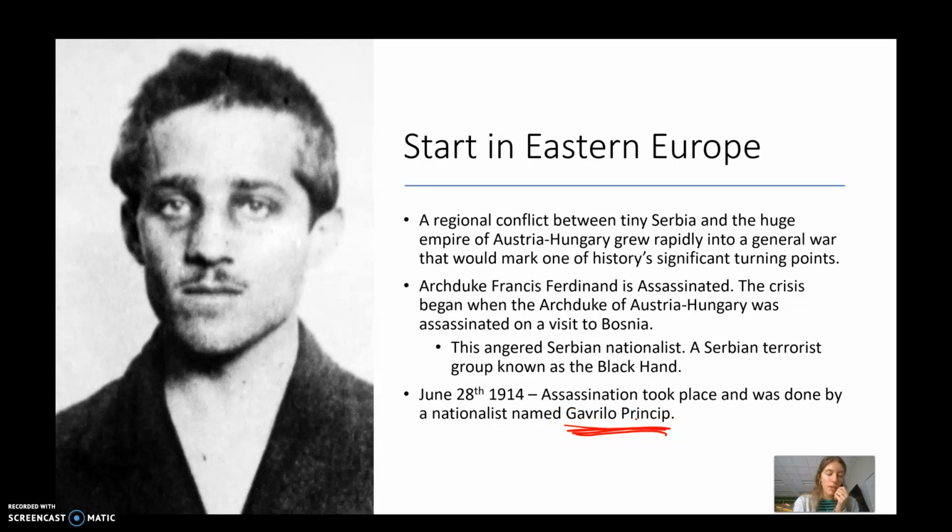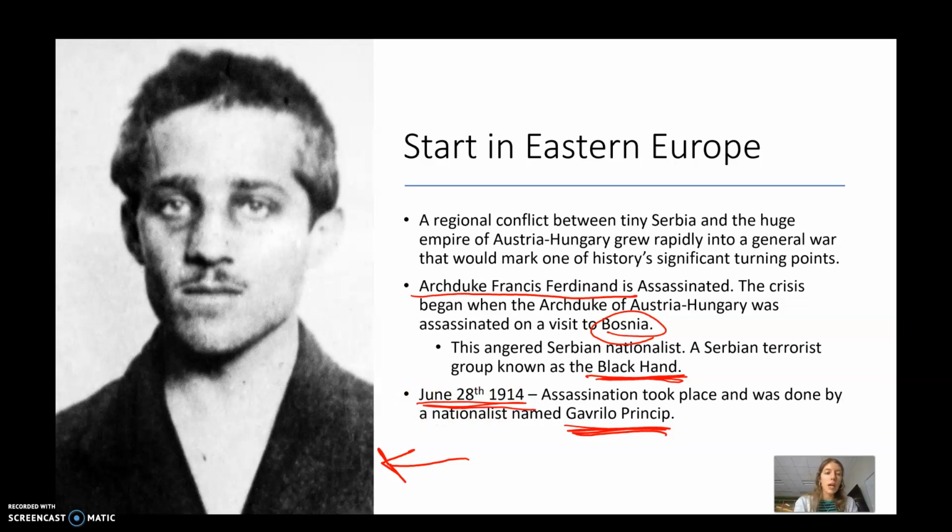Gavrilo Princip, we have him here on the left-hand side. And Gavrilo Princip was part of a nationalist terrorist group known as the Black Hand. What he did when the Archduke of Austria-Hungary, named Franz Ferdinand, had a visit to Bosnia. In that visit to Bosnia, the Serbian nationalist crossed over and assassinated the Archduke. This happened on June 28th, 1914, okay?